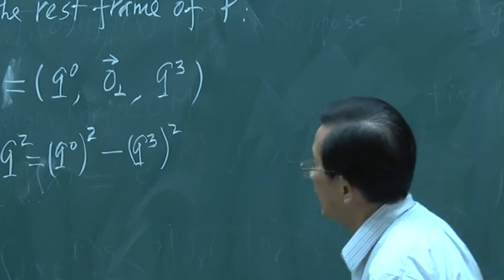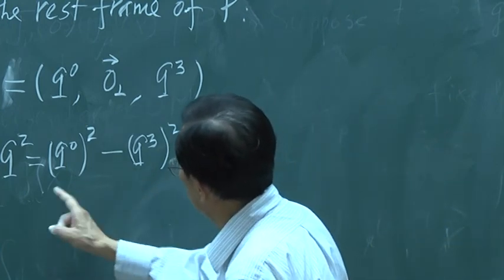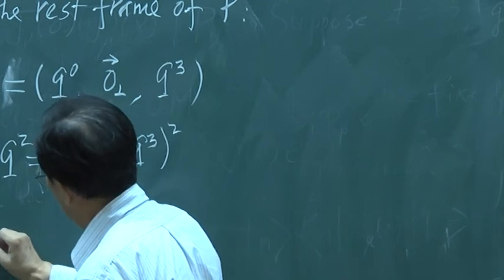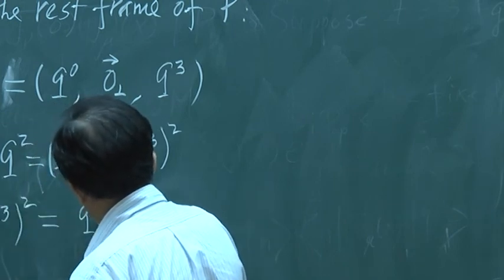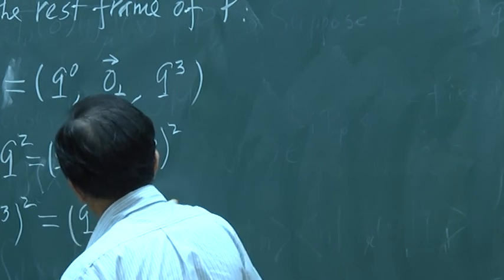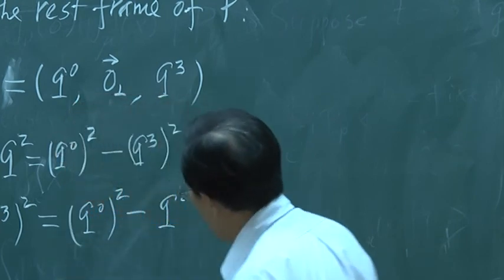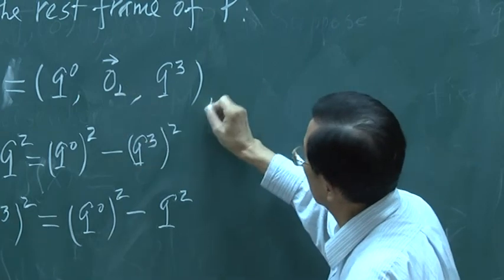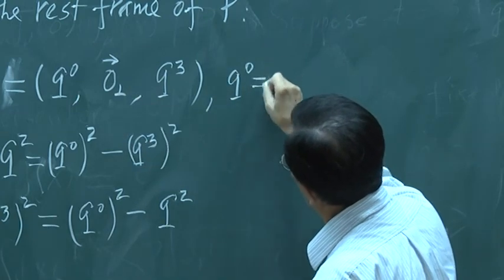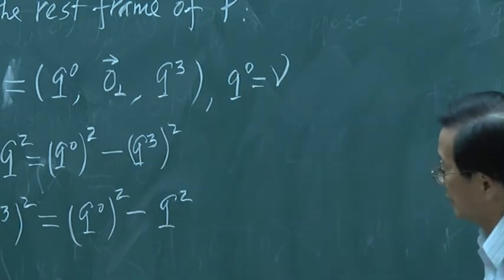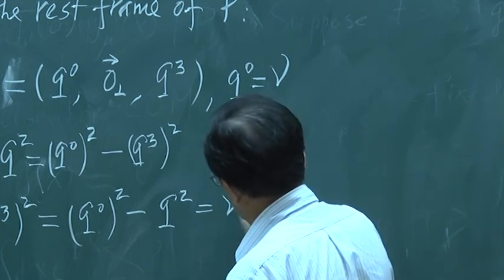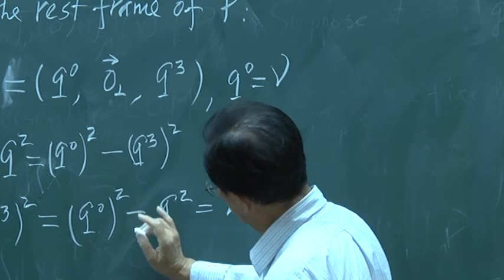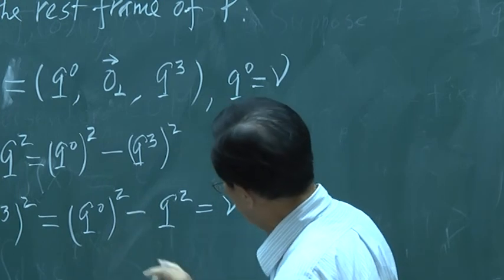Okay. Now, we can write this equation in the following form. That q3 squared equals q0 squared minus Q squared. And in the rest frame, the q0, I showed it to you last time, I think, is equal to nu, and minus q squared itself is negative, so minus q squared is positive.